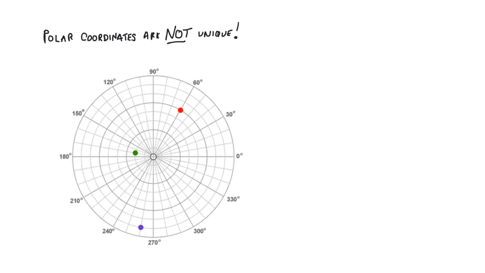I wanted to make a quick video to explain how polar coordinates are not unique. So here's a polar graph with three different points. Let's first focus on coordinate A.